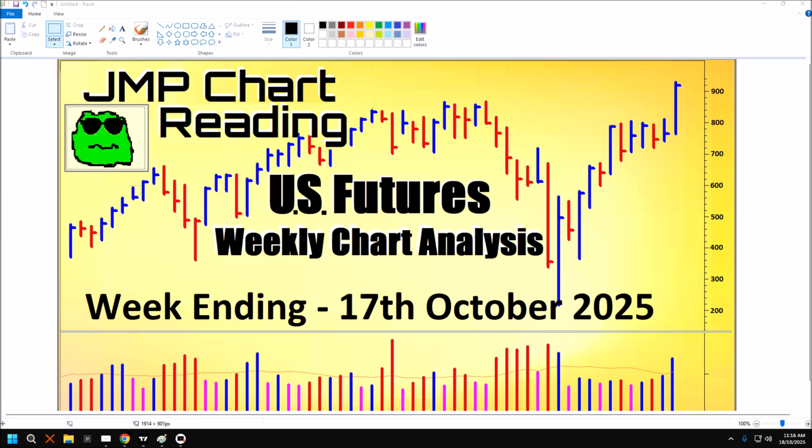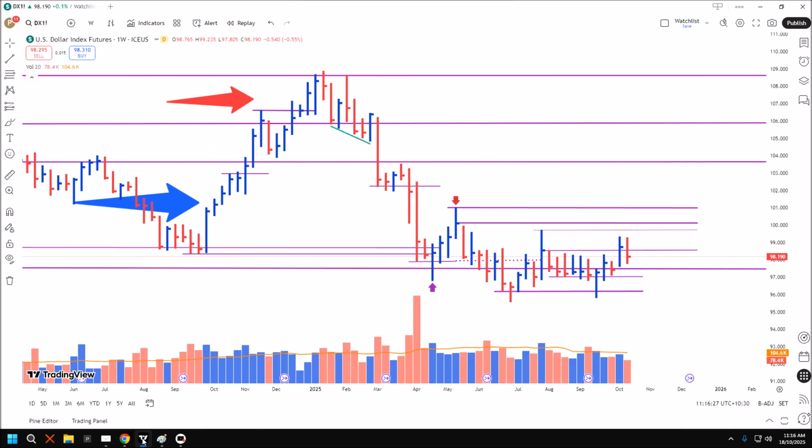This is the US Futures weekly chart analysis for the week ending 17th of October 2025. The first chart is the US dollar index futures. They traded lower this week, but within the range of the previous bar as an inside bar.